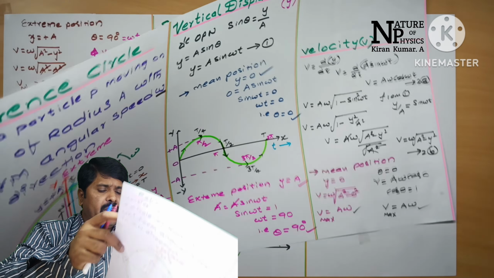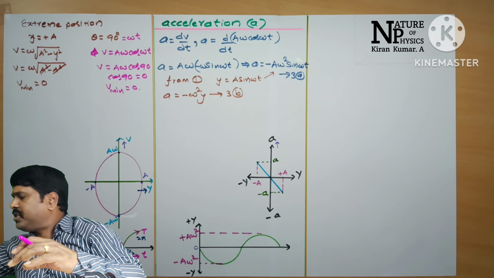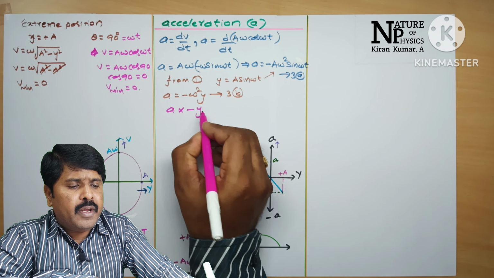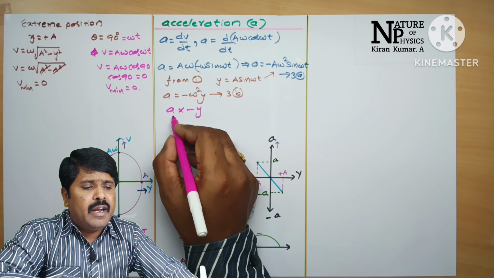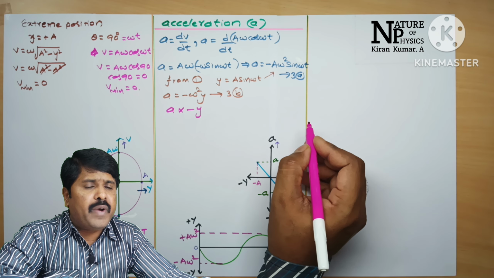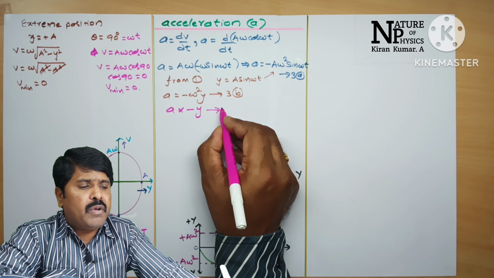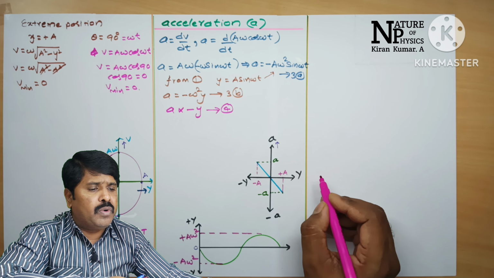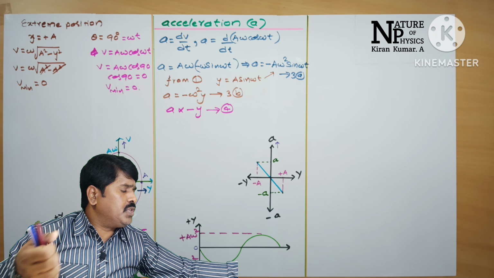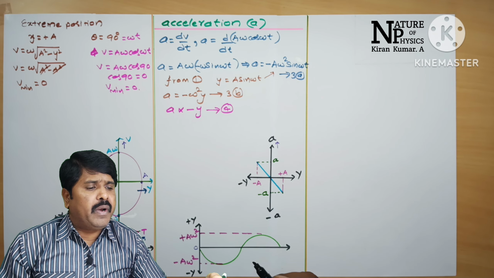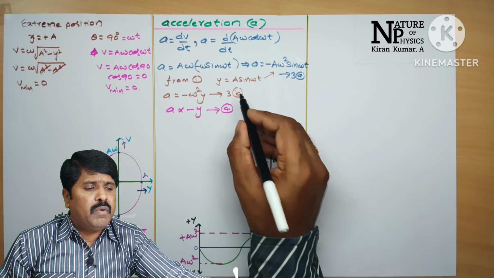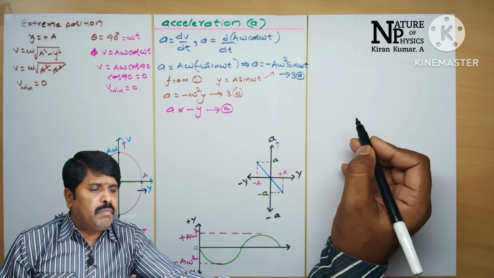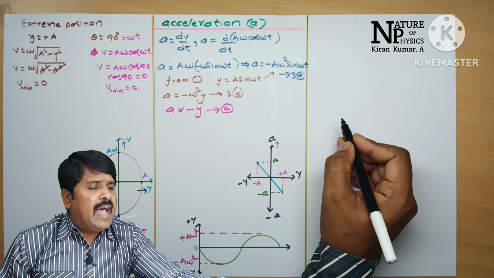Okay students, so we got the simple harmonic motion equation, that is a directly proportional to minus y. Now I can write this as equation number 4. Continuing, next we have to do the equations for the mean position and also the extreme position. So this is the 3a equation and 3b equation, and after that I want to represent the mean position and extreme positions for the acceleration.